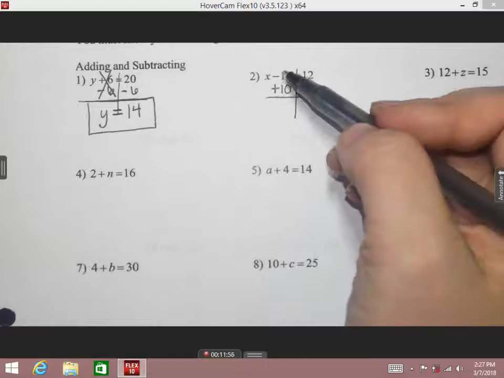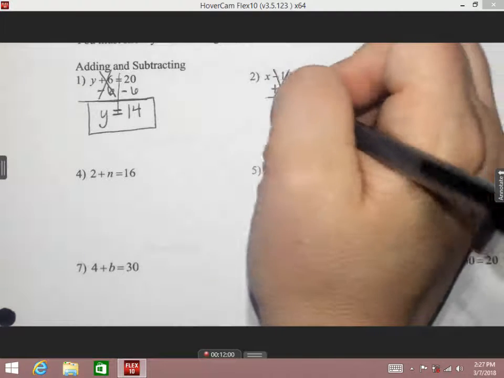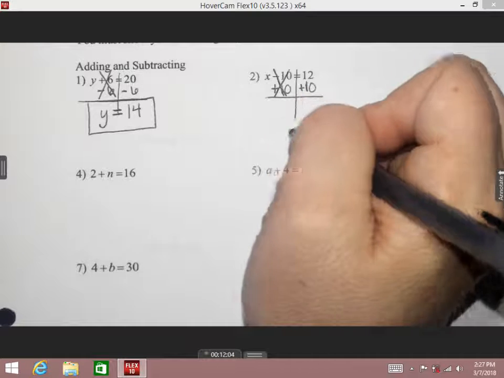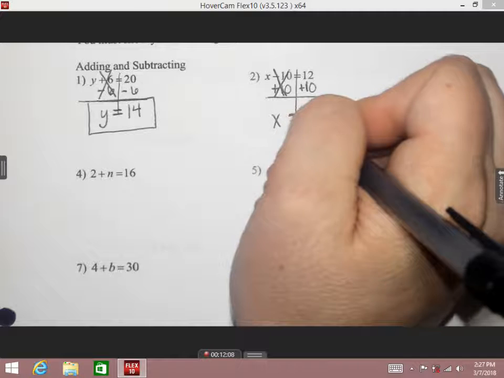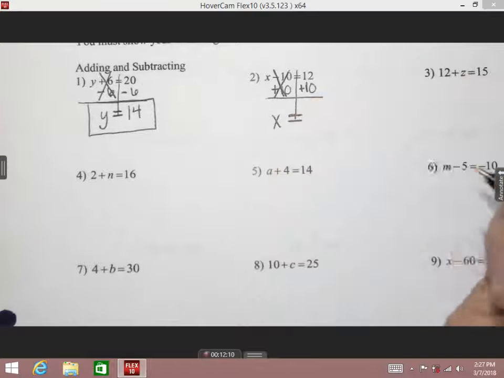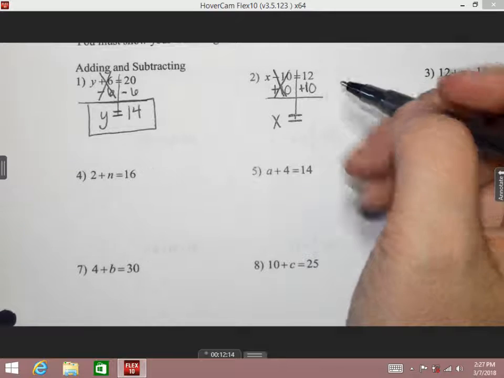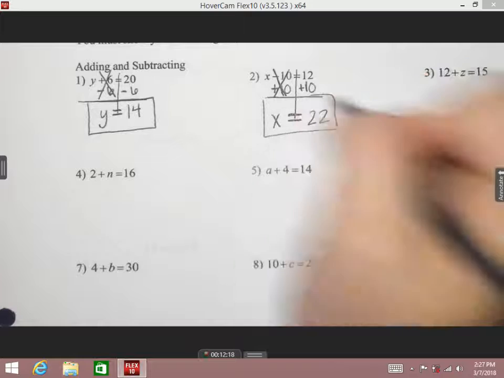What happens to a minus 10 and a plus 10, Sadie? They cancel each other out. They cancel out. So what's left over here? Sadie? Oh, you got your x. My x. And then remember that bar is just keeping my equal sign in the center because my equal sign has to stay there. All right, and then 12 plus 10 is 22. So there's my answer.